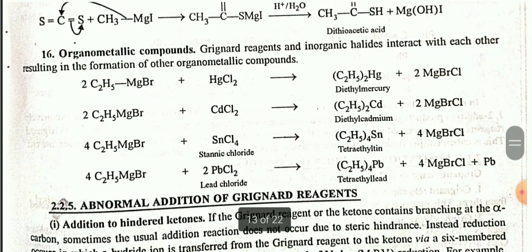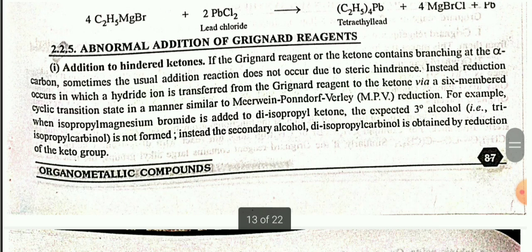Organometallic compounds. Grignard reagent and inorganic halides interact with each other resulting in the formation of other organometallic compounds. Heading 2.2.5. Abnormal addition of Grignard reagent. First, addition to hindered ketones.